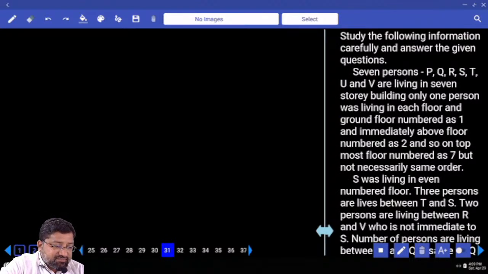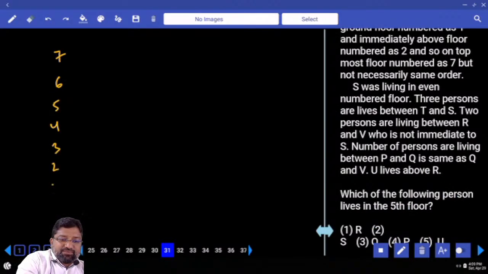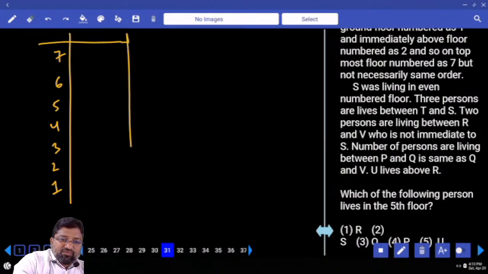Let's see this. What's happening here? How many persons? 7 persons living in 7 different stories of a building. Floors are numbered 7. Ground floor is numbered 1, above that is 2, and so on till the topmost floor is numbered 7, but not necessarily in the same order. 7, 6, 5, 4, 3, 2. 3 even floors, 4 odd floors. Be careful.